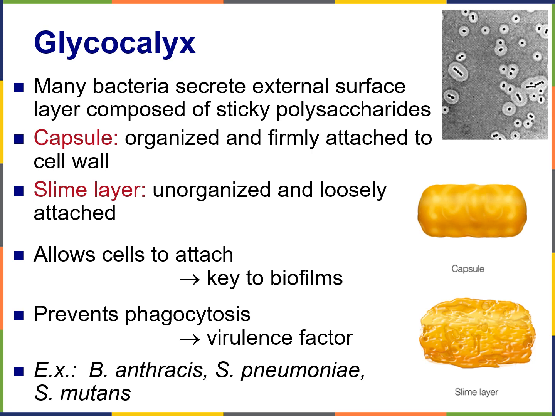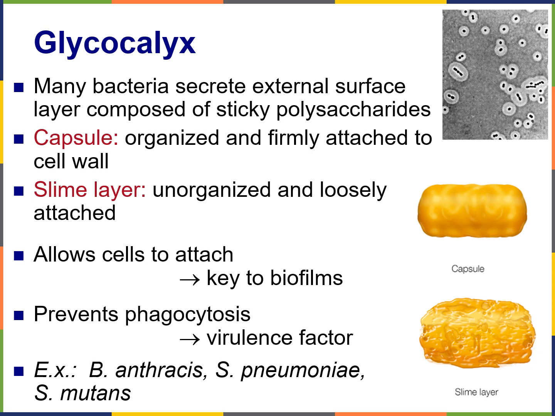So what does the glycocalyx do? Well, the glycocalyx has two functions. It allows for cells to attach, which is key to biofilms and biofilm formation. It also helps prevent phagocytosis, which is a virulence factor, meaning it allows the bacteria to surpass our immune system. So let's talk more about those. Allows cells to attach, key to biofilm.